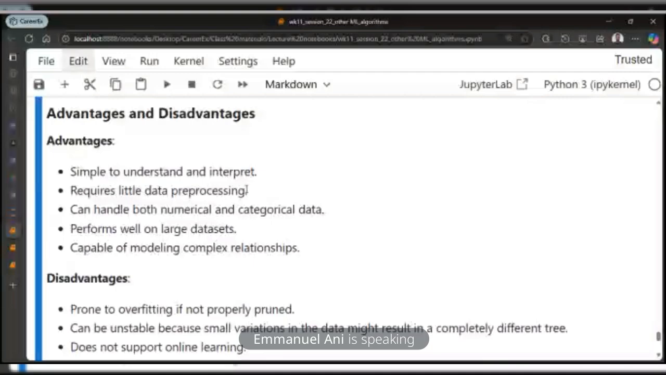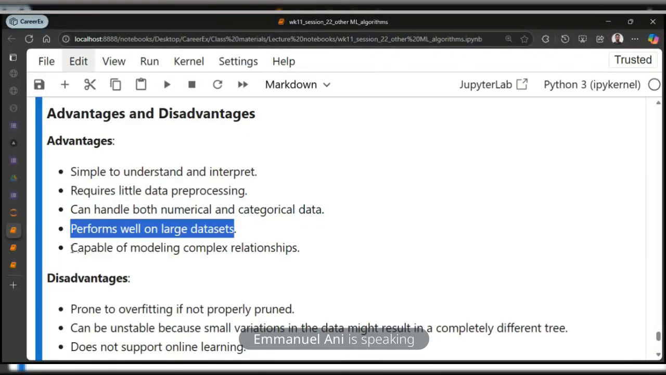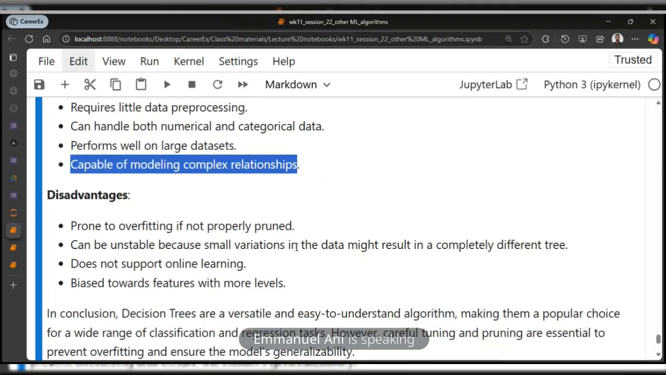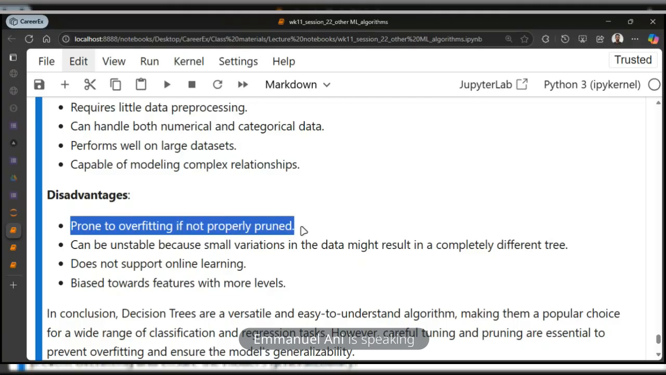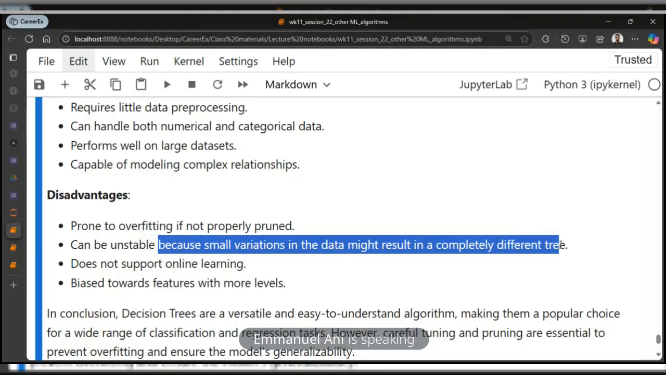You can handle both numerical and categorical data. It performs well on large data sets, and it's capable of modeling complex relationships. It captures very complex relationships. These are the disadvantages. It's prone to overfitting. So this is why I said it's actually prone to overfitting. It can be unstable because small variations in data might result in a completely different tree.